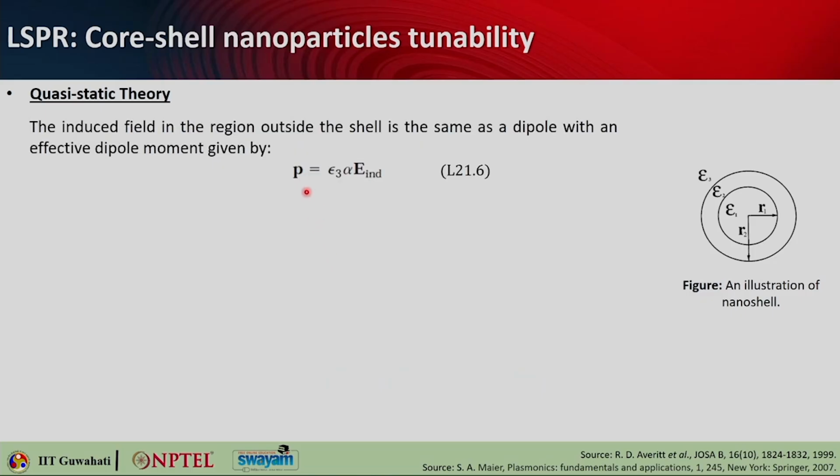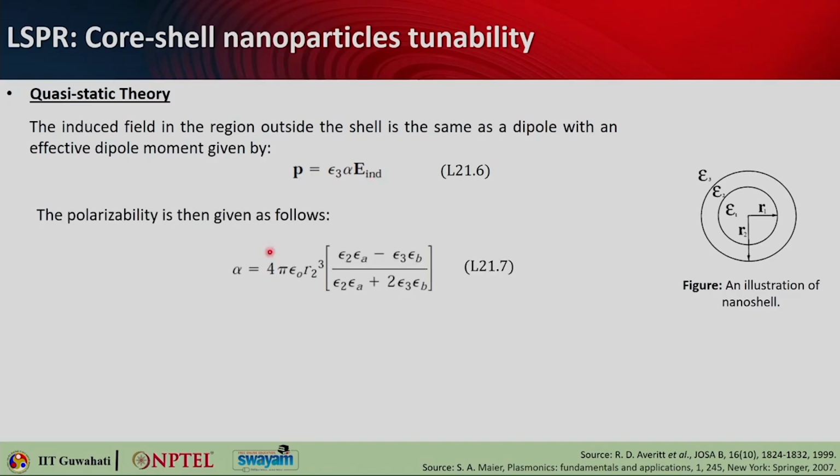Overall, the polarizability of an equivalent dipole of this core shell nanoparticle will be given as epsilon 3 alpha E induced. From that you can find alpha, the overall polarizability induced by this particle, and this is the form. 4 pi epsilon naught R2 cube, and this is the equation. I am not going through it in detail, but you can compare this with the nanosphere and you will be able to see the difference. And here we have epsilon 2, epsilon 3 and epsilon 1. Where is epsilon 1 in this? That is actually inside epsilon A and B.